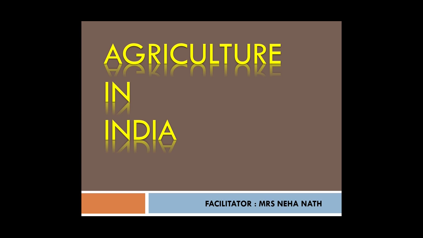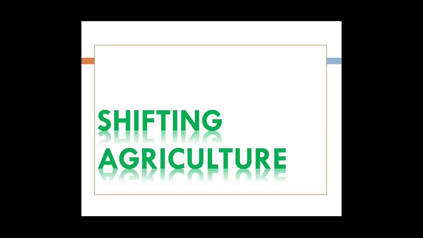Good morning students. In this module, we learn about agriculture in India. In the previous module, we had discussed agriculture and the green revolution in India. In this module, we learn about the different types of agricultural practices in India. Let's begin. So the first one is shifting agriculture.